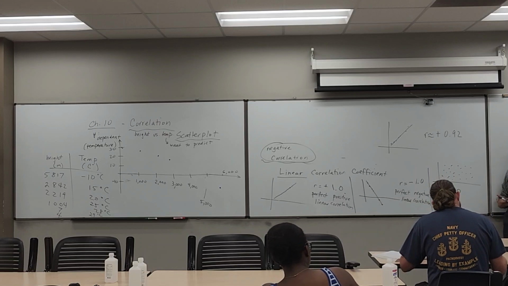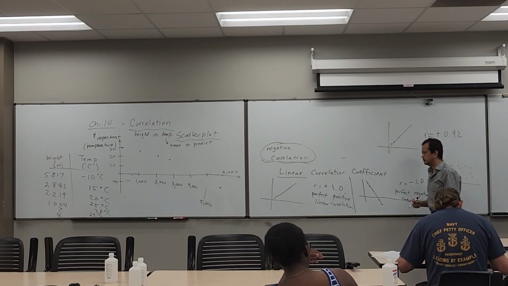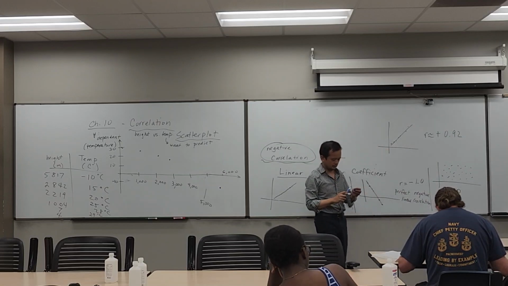Okay, so the closer r is to 1, the better the line of best fit is. Any questions?